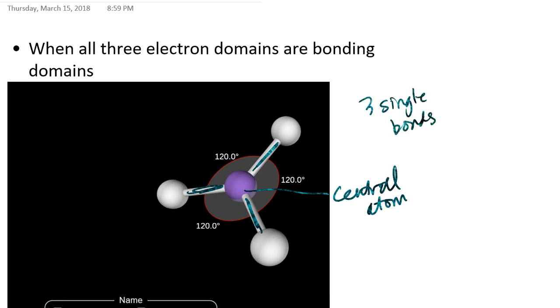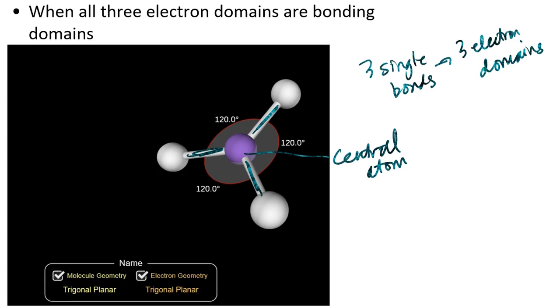And these 3 single bonds, each of the single bonds is what we would refer to as an electron domain. And so that means that this particular model molecule has 3 electron domains. Okay? Now, the farthest apart that these 3 electron domains can be from each other and still remain connected to that central atom would actually be achieved if each of these electron domains are 120 degrees apart from each other.